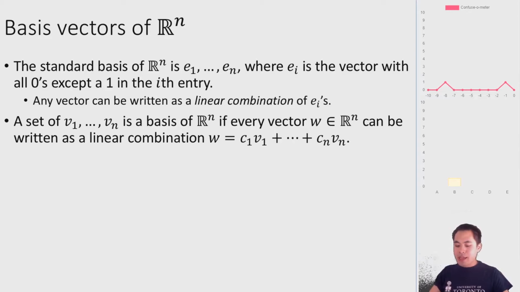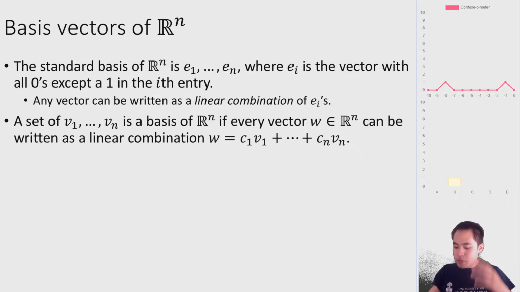Now, an arbitrary set of vectors, v1 through vn, is a basis of Rn if every vector in Rn can be written as a linear combination. w is equal to c1 v1 plus through cn vn.